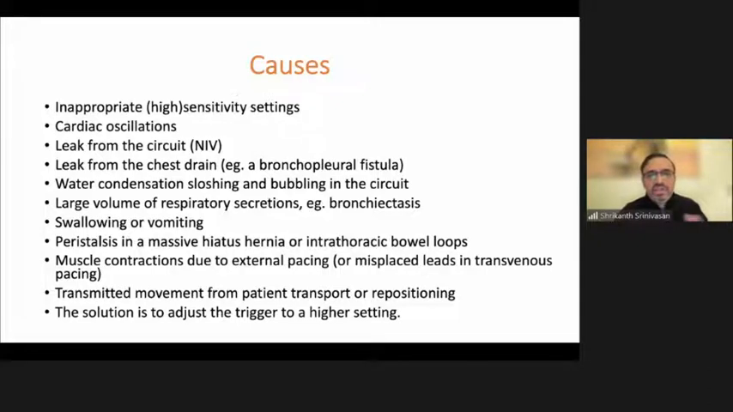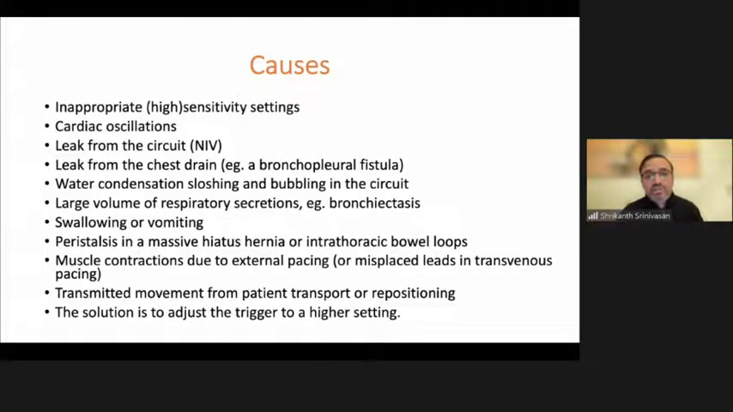Water condensation, sloshing and bubbling in the circuit: the to-and-fro movement of the water can itself make the ventilator feel that there is a negative effort, and that can trigger a breath. Large volume of respiratory secretions within the circuit, for example, patients with bronchiectasis where copious amounts of secretions are produced. Swallowing efforts by the patient can be misinterpreted as a diaphragmatic contraction, or vomiting can be misinterpreted as a diaphragmatic contraction, and it gives a breath. Peristalsis in a massive hiatus hernia or intrathoracic bowel loops by itself can cause deflections, especially if your trigger is set at a very low level.